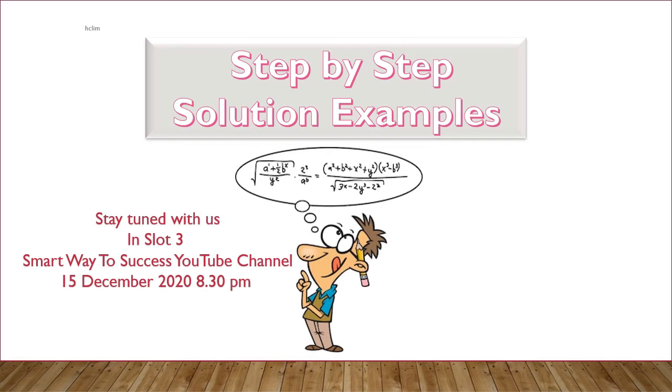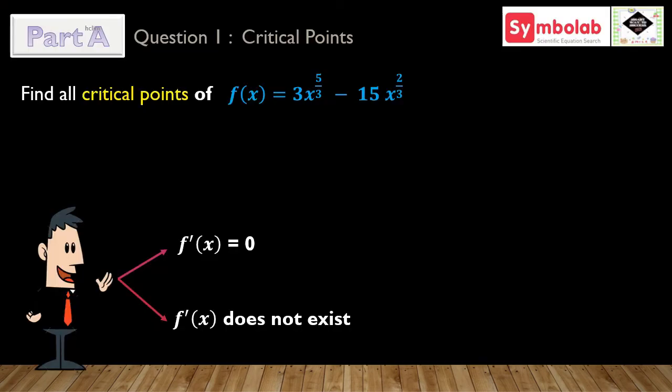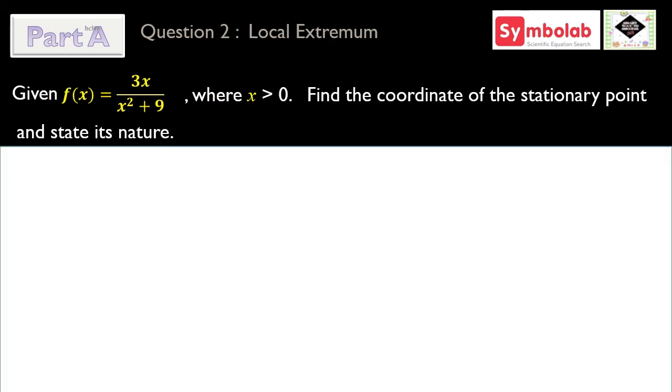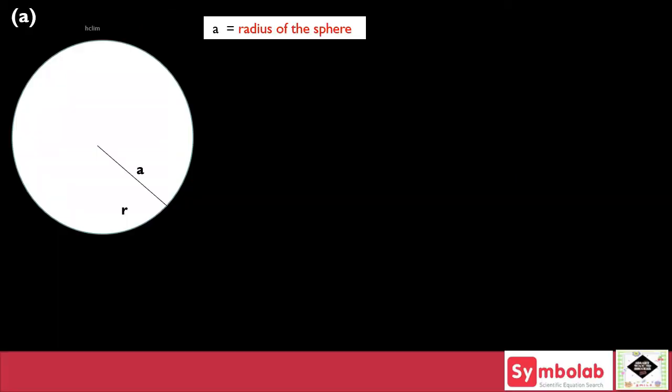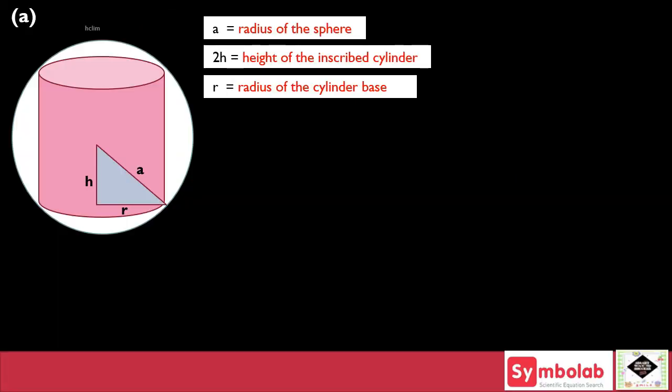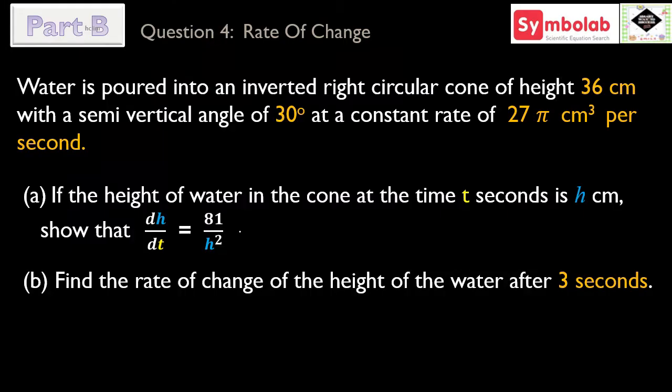The questions that we are going to show you are: Question 1 on critical point. Question 2 on local extremum. Question 3 is optimization problem. Question 4 is rate of change.